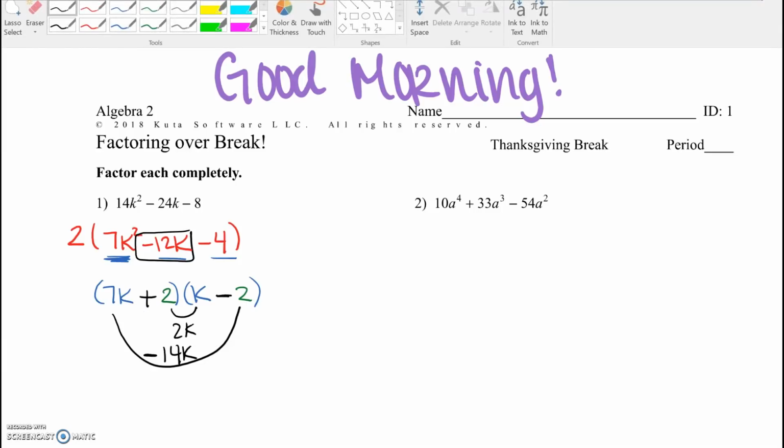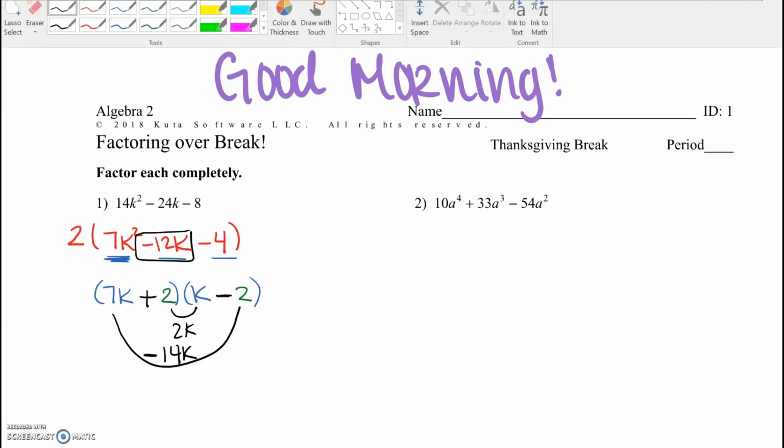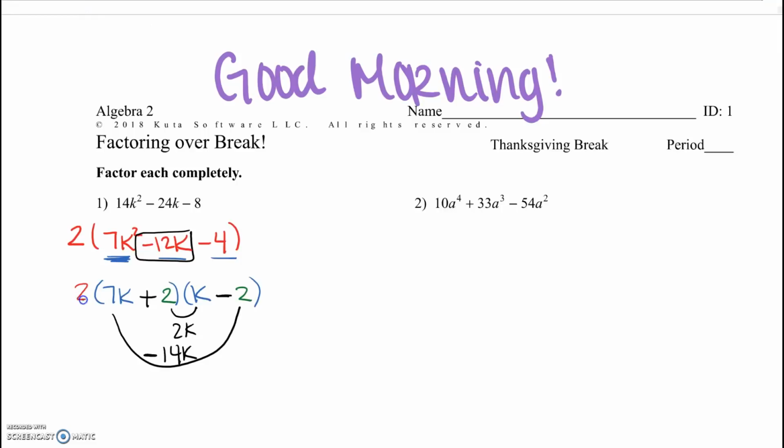So the last thing I'm going to do here is make sure that I bring down my coefficient that we took out at the beginning. So that's a 2 here. And then I'm going to check my signs. So does 7k times k give me a positive 7k squared? Yes. Does positive 2 and negative 2 give me a negative 4? Yes. And then we already checked to make sure that the middle term added to give me negative 12k. So our answer here is 2 times 7k plus 2 times k minus 2.